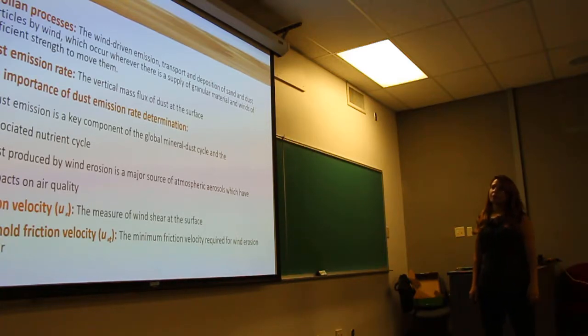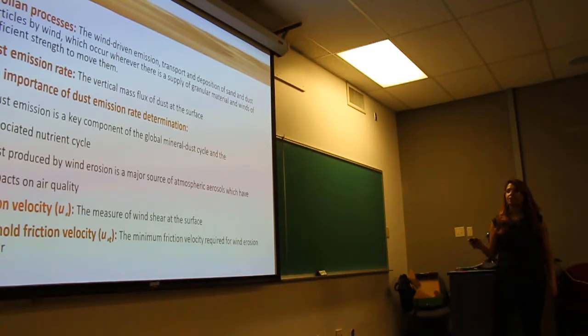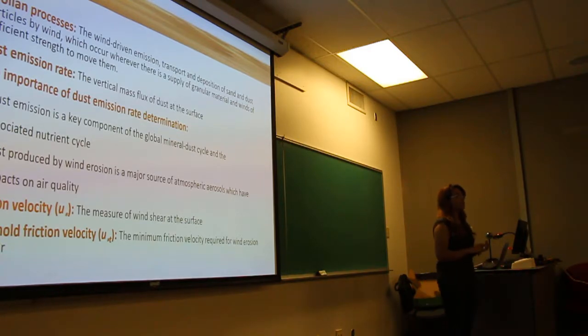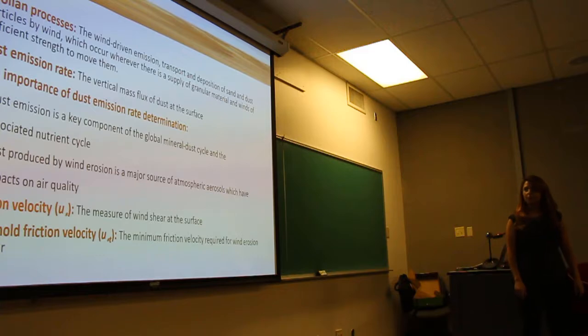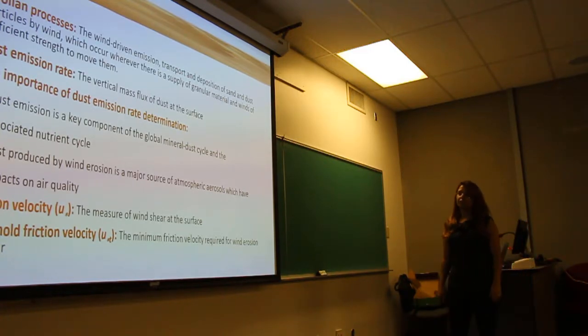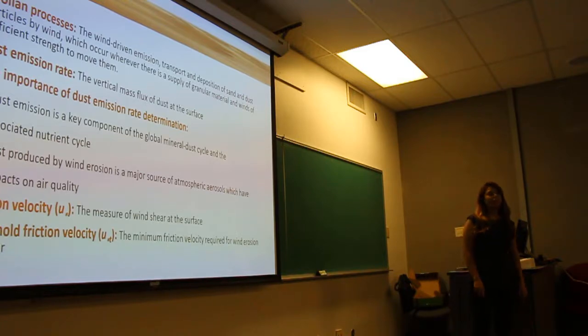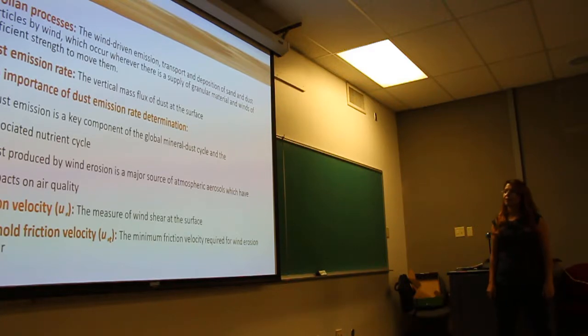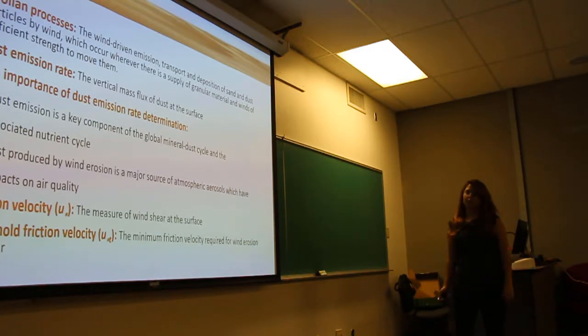Also, dust produced by wind erosion is a major source of atmospheric aerosol, which has impacts on air quality, climate, and weather. We have two more definitions here: friction velocity and threshold friction velocity. Friction velocity is the measure of wind shear at the surface, and threshold friction velocity is the minimum friction velocity required for wind erosion to occur.